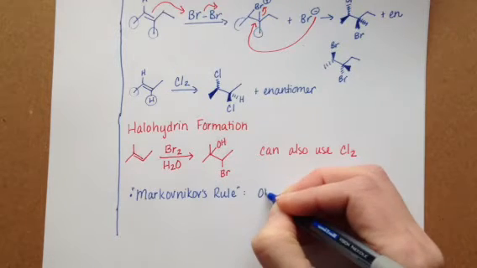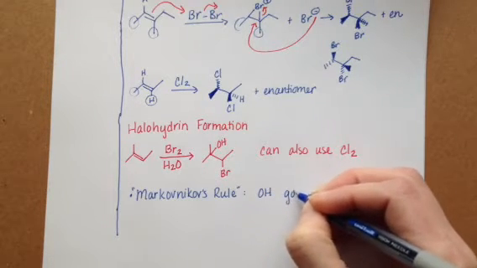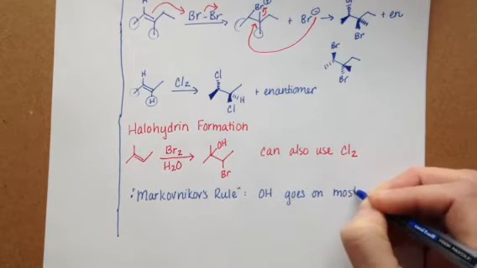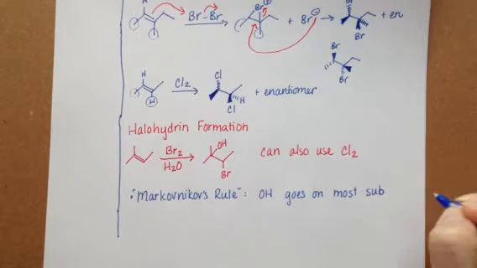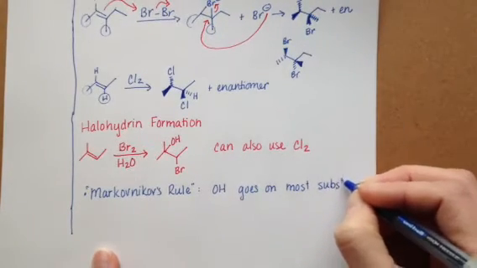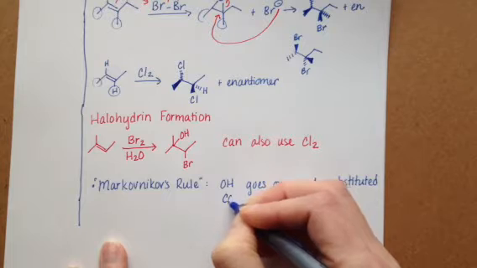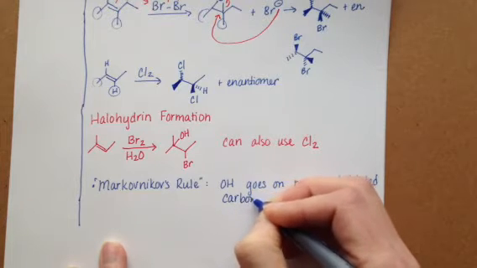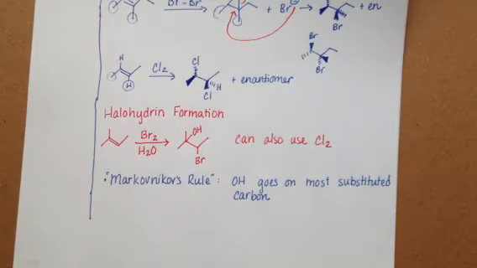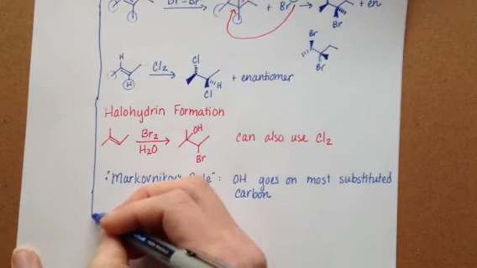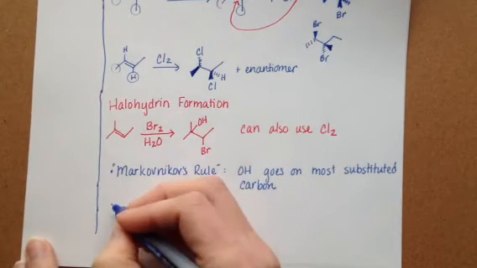The hydroxide ion, the OH, goes on the most substituted carbon. And the rationale for this is the same as what we see with Markovnikov's rule. When we look at the mechanism, it'll make sense as to why the hydroxyl, the OH group, goes on the most substituted carbon, and it's very similar to how we explain Markovnikov's rule.